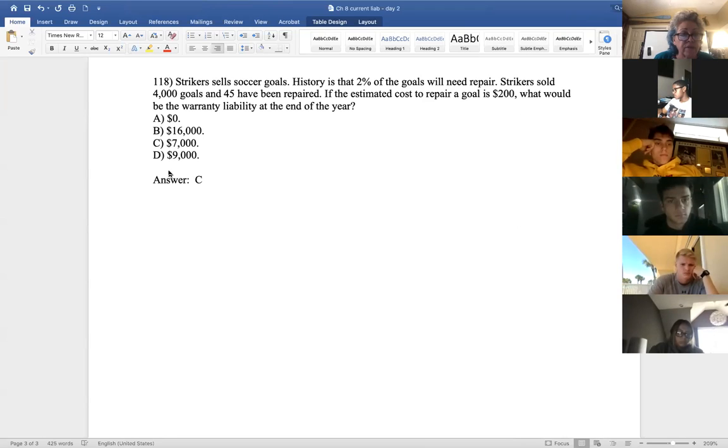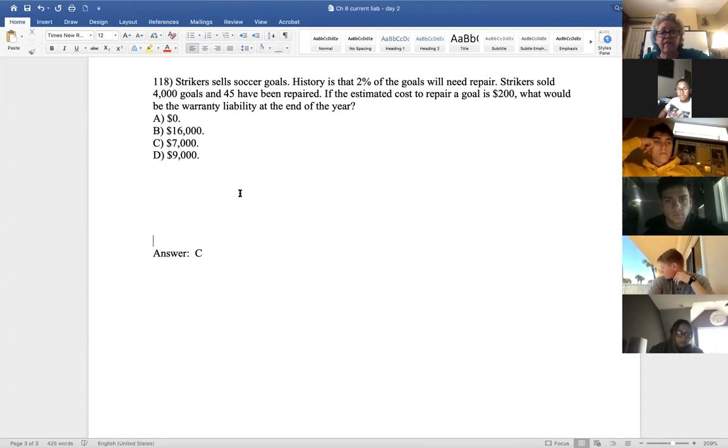You'll see the answer, but let's determine how we got $7,000. So here we've got a company that sells soccer goals, and history shows that 2% of the goals will need repair. They sold 4,000 goals, and 45 have been repaired. If the estimated cost to repair a goal is $200, what would the warranty liability be at the end of the year?